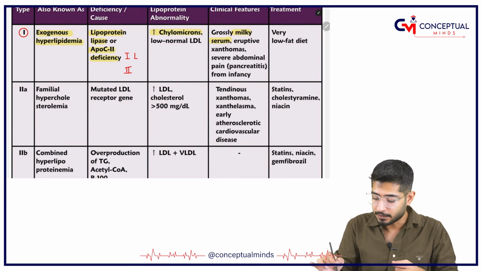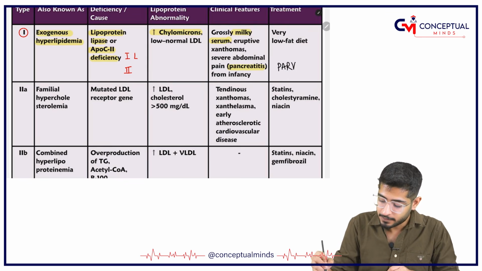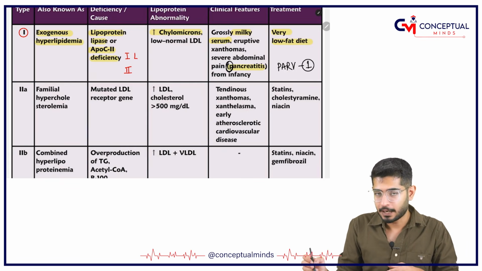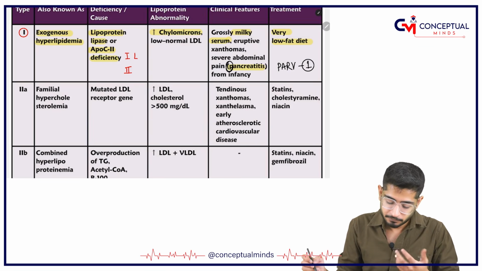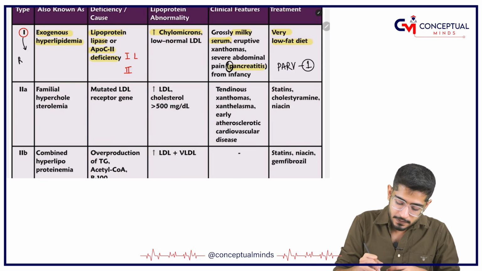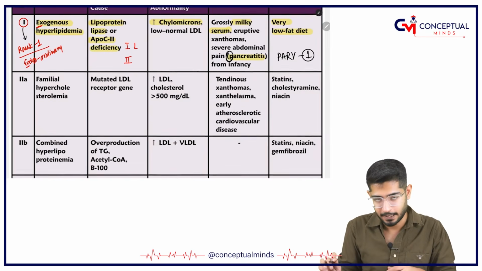One more important thing is pancreatitis. If you know my name, PARV, I always like to come on the first position, so P for pancreatitis comes first. Because it is exogenous hyperlipidemia, you have to decrease the fat, the fatty acid, in your diet. Now how to remember that one is exogenous? Remember, anyone who comes with rank 1 is going to be an extraordinary child. Extra, exogenous, like that.